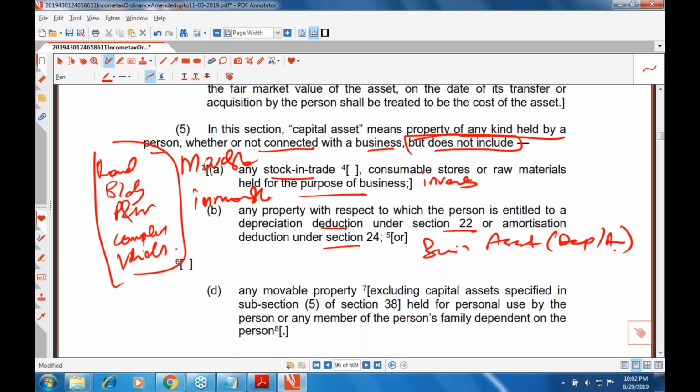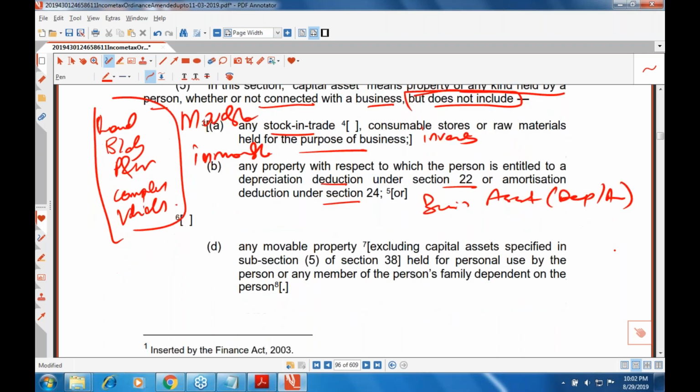as a capital asset. Third thing, any movable property, excluding capital assets as specified in subsection 5 of section 38, held for personal use by a person or any member of the person's family dependent on the person. So it says does not include any movable property. All of the movable properties, like for example vehicles, computers, etc., according to the law, are not capital assets, but there is an exclusion.